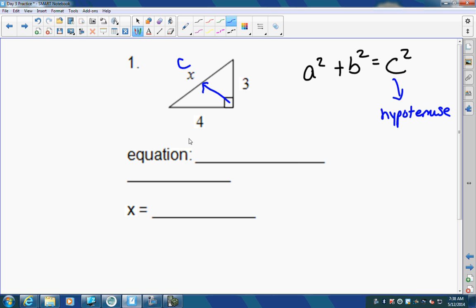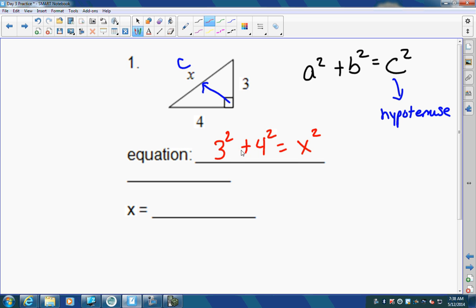So when we go to write the equation, it doesn't matter which one is A or B. It's just the legs. So 3 squared plus 4 squared equals x squared. Okay, so the legs squared, you add those together, that equals the hypotenuse squared.